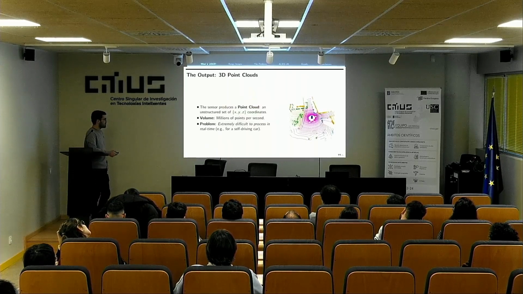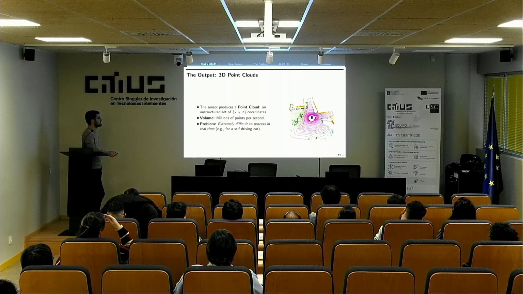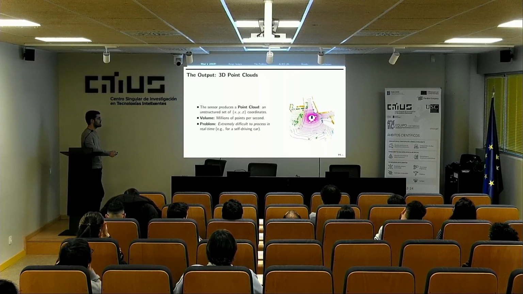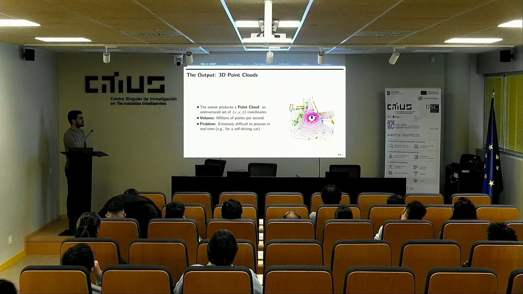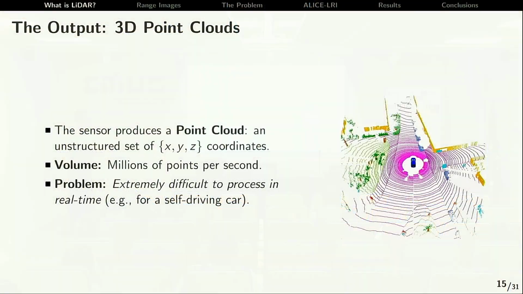So as I said, this is what we call a point cloud, which is, as I mentioned before, an unstructured set of X, Y, and Z coordinates in a 3D space. And this is really nice. It contains a lot of information. We can actually infer a lot of things from here. But it has a major problem, which is that it is a lot of information. It is very good information, but it is too much.